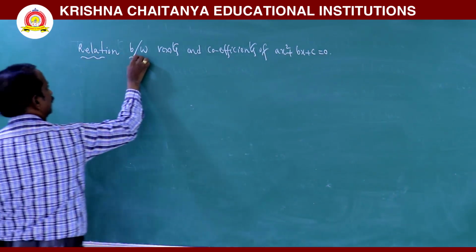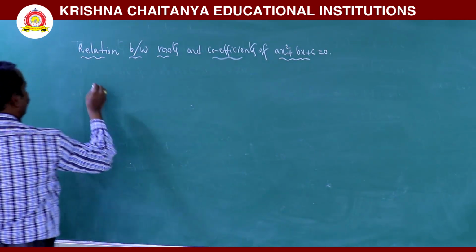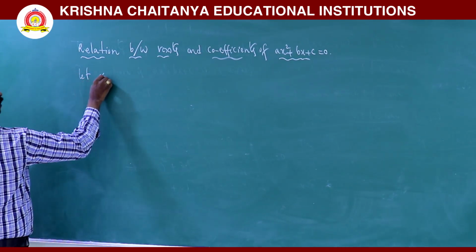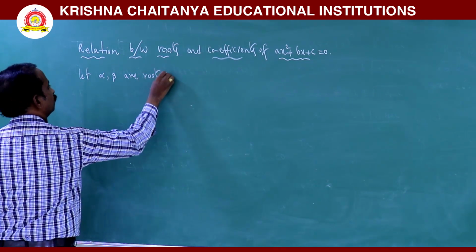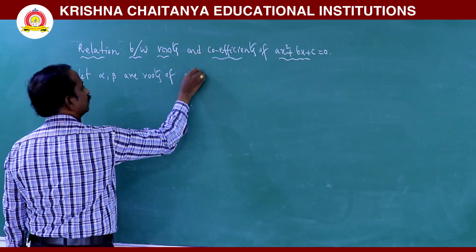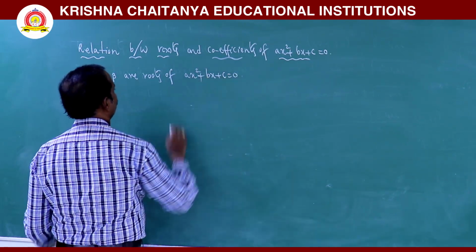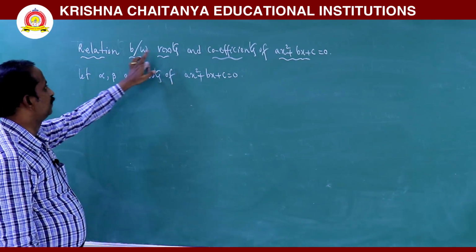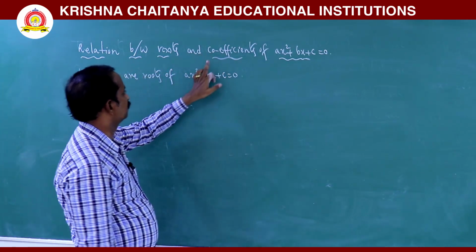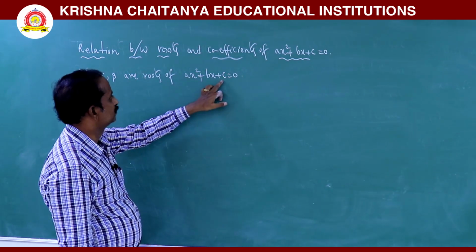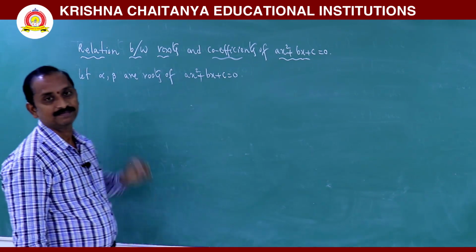Now let us consider the roots of the quadratic equation to be alpha and beta. So let alpha, beta be the roots of ax square plus bx plus c is equal to 0. Now what do we discuss? Relation between roots and coefficients. Roots means alpha and beta, and coefficients means a, b, c. So we discuss the relation between alpha, beta and a, b, c.